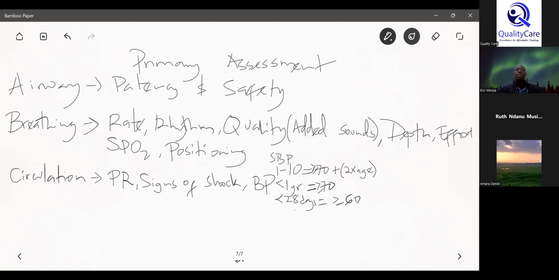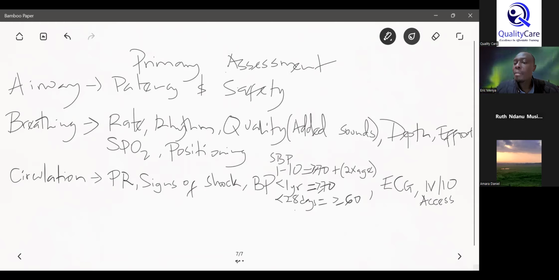You then want to assess the ECG of the patient. Connect this patient to a cardiac monitor and assess the rhythm on the monitor. Obtain IV or IO access plus collect samples. D is for disability.